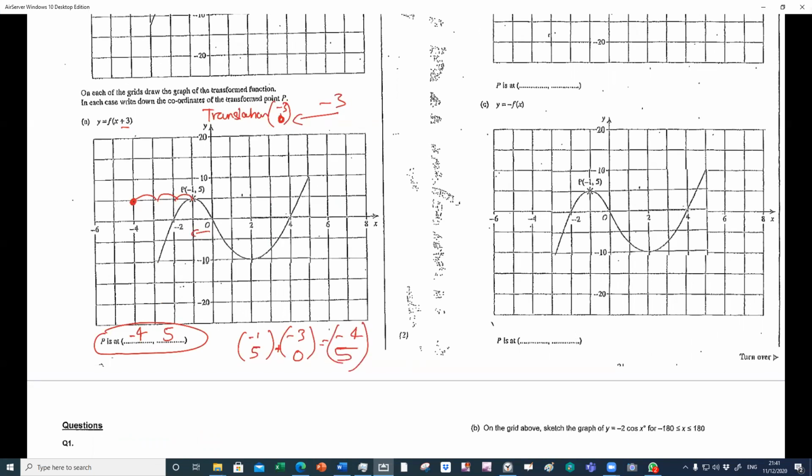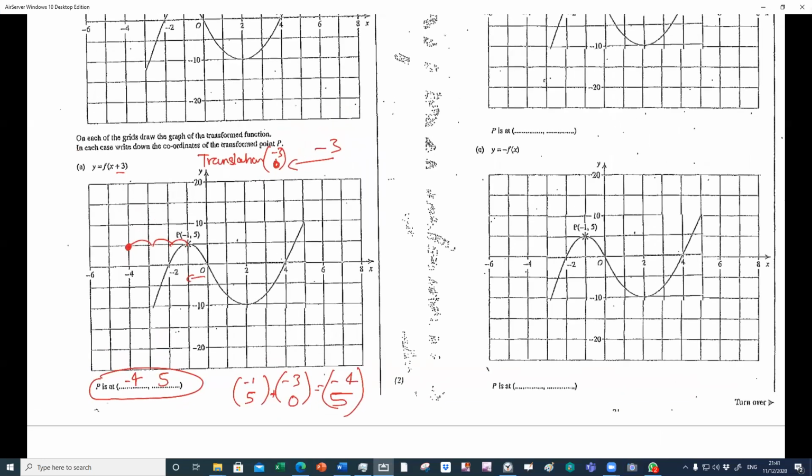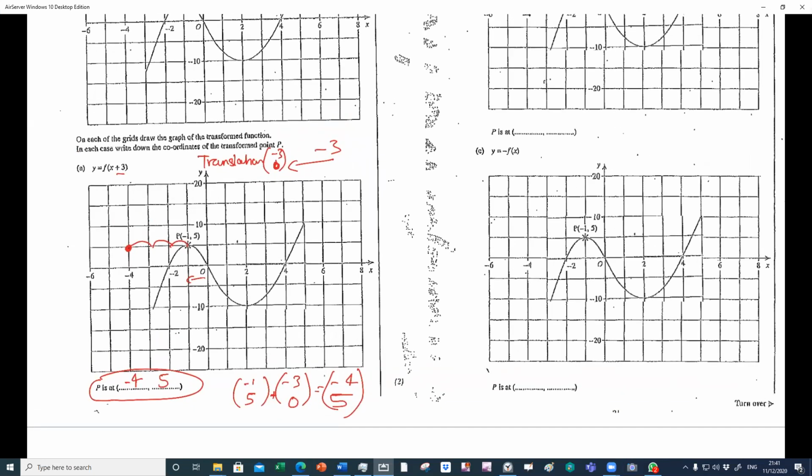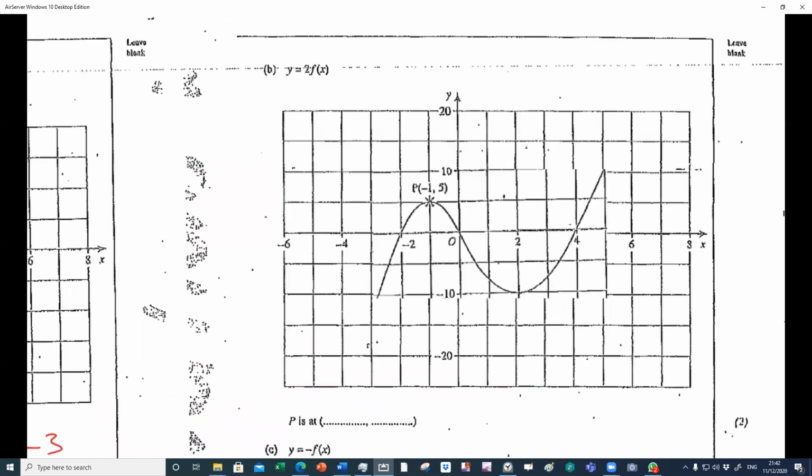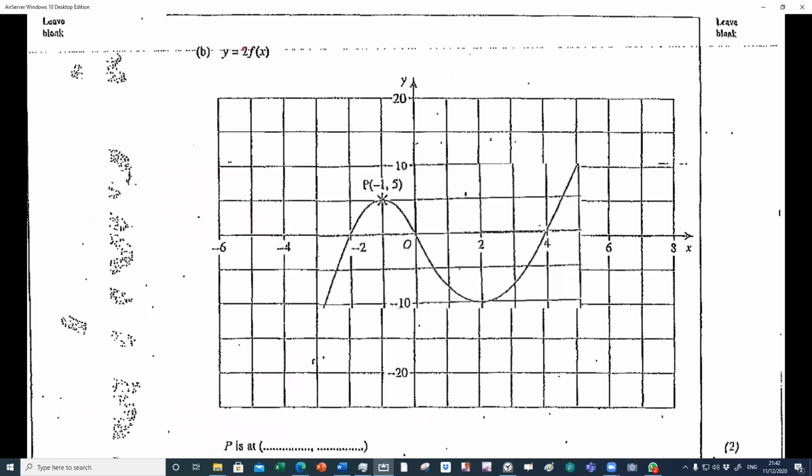So in a sense, we actually don't need to redraw the graph, but it helps to have the graph there so we can physically move stuff around. Next one here. What's the manipulation here? y equals 2 f of x. So you're multiplying the whole graph by 2. But in which direction? Upwards. A stretch with a scale factor of 2. So these points will stay here, this point stays here, this one will go down to here, to minus 20. So the minus 1, 5 will go to where?